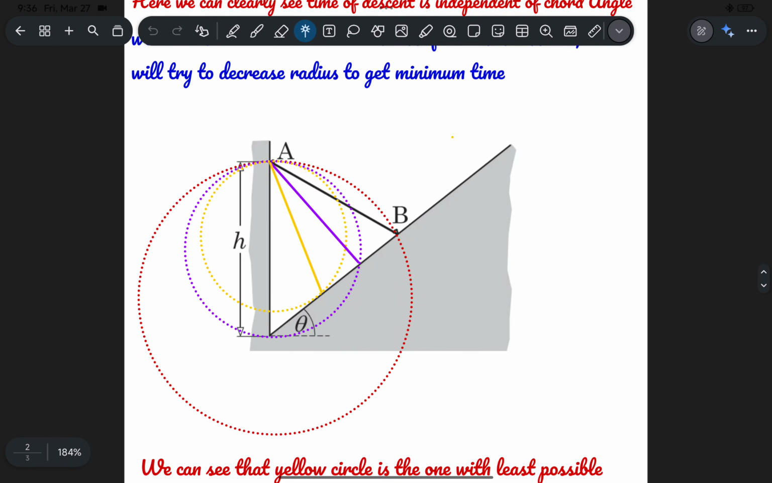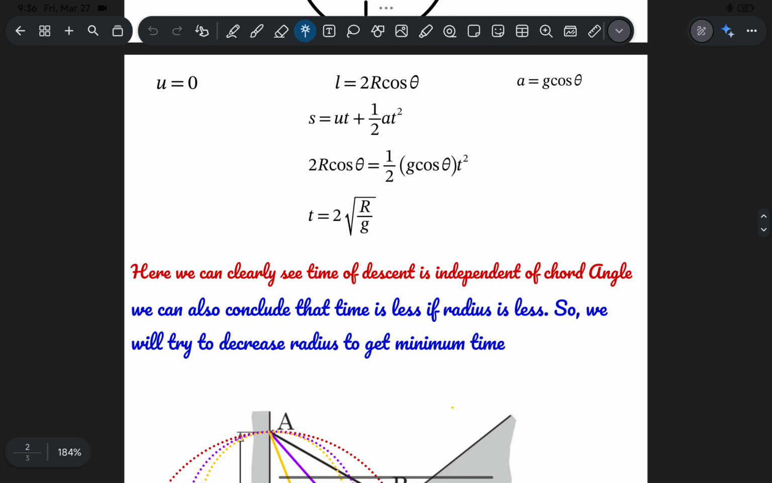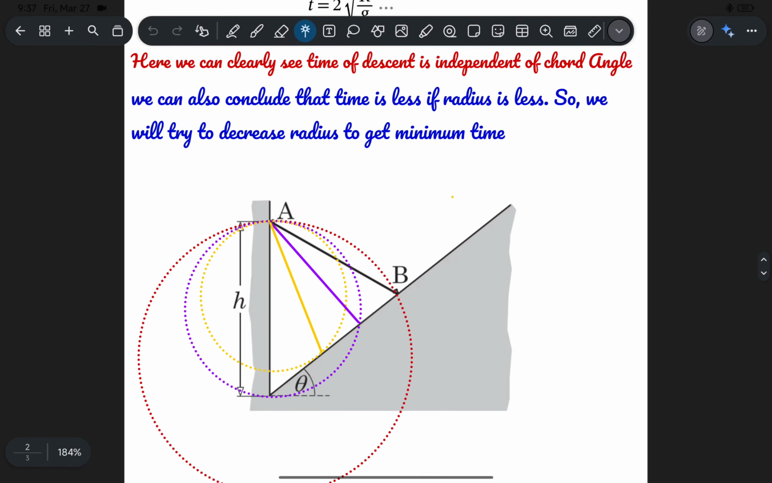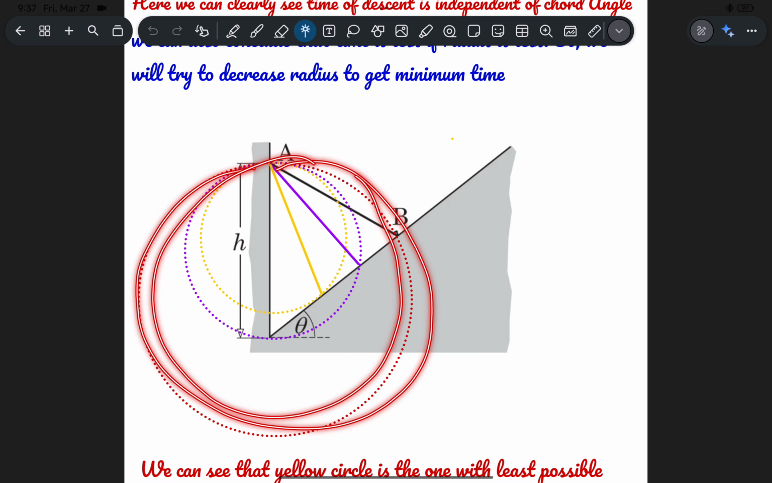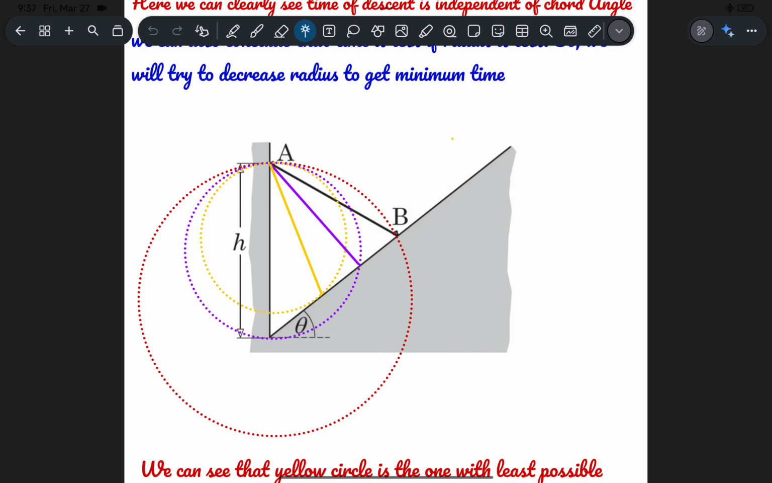Now point A is going to be fixed according to the given question. Point B I can take anywhere, and if you observe carefully, if r is less, time is also less. So if I want to minimize this, I'll just minimize the radius. I have to take the least possible circle. I have drawn 3 circles just for reference. For the red circle, the radius is the largest. It's a bigger one.